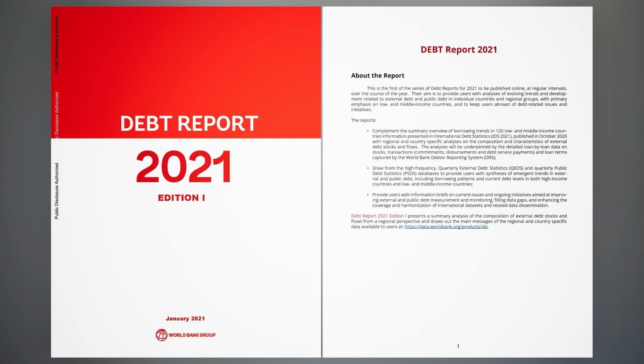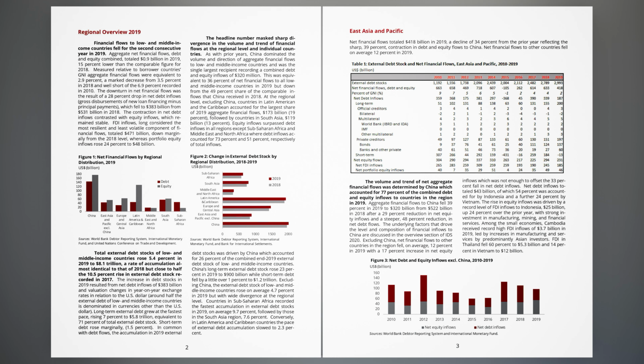Debt Report 2021 edition 1 presents a summary analysis of the composition of external debt stocks and flows from a regional perspective and draws out the main messages of the regional and country-specific data available to users at https://data.worldbank.org/products/IDS. Regional Overview 2019. Financial flows to low and middle income countries fell for the second consecutive year in 2019.